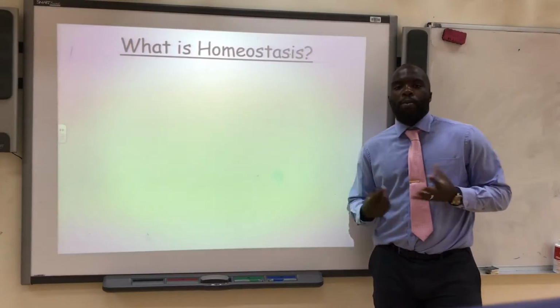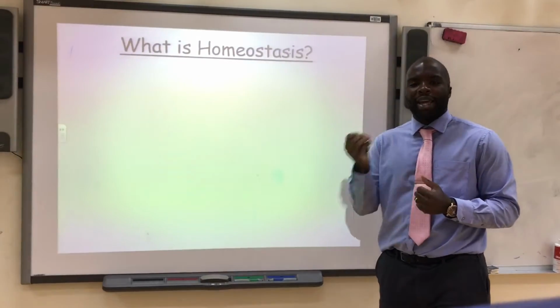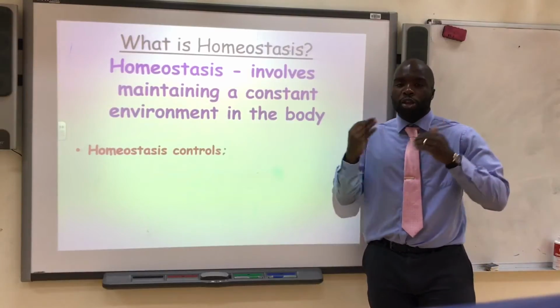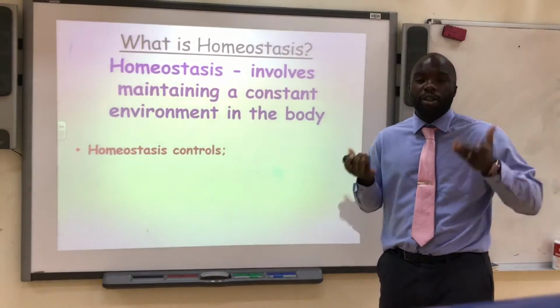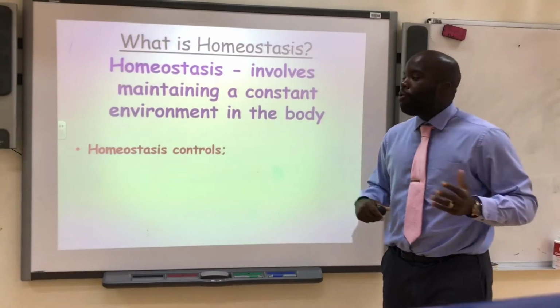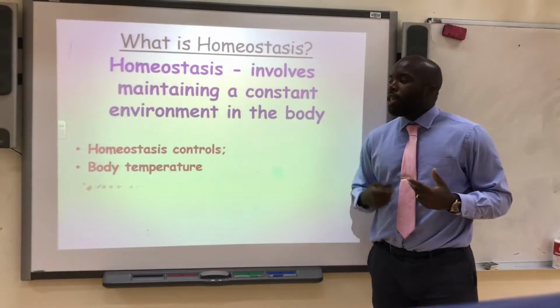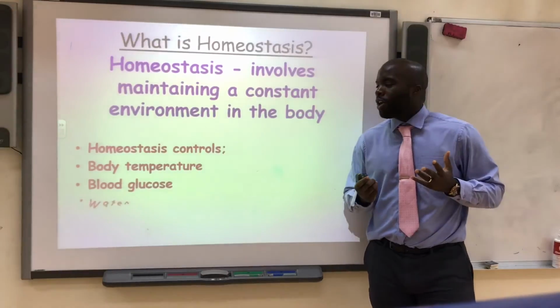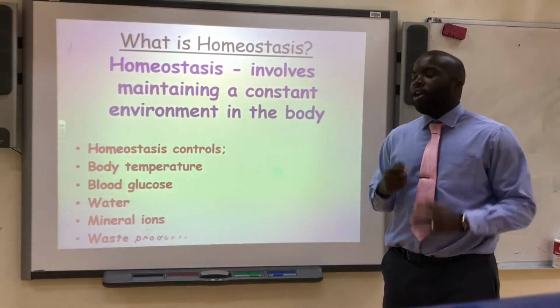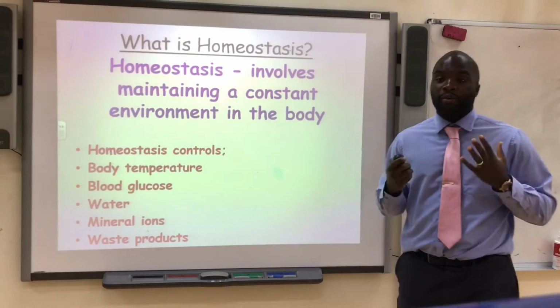Before we look at how temperature is controlled, let's recap on that key term, homeostasis. Don't forget, we said homeostasis is keeping the internal environment constant. We want to keep internal conditions stable. What do we mean by those internal conditions? We mean, for one, body temperature. Then blood glucose levels, water, mineral ion levels, and waste products. So, let's look at what this actually means in terms of temperature.